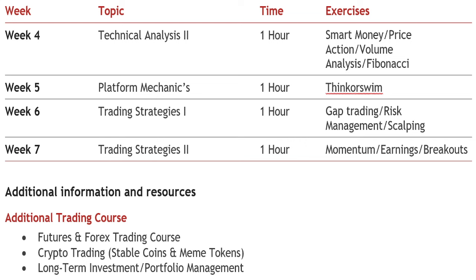And then after the crypto is done, we'll take a week off, and then we'll go into long-term investment and portfolio management. So crypto and long-term investment and stuff like that, to me, are more like passive income. The top two, futures, forex, stocks, and stock options, are more like active income. This is your job, active. You're actively making income. And then the last two, crypto and long-term investment, are passive income.